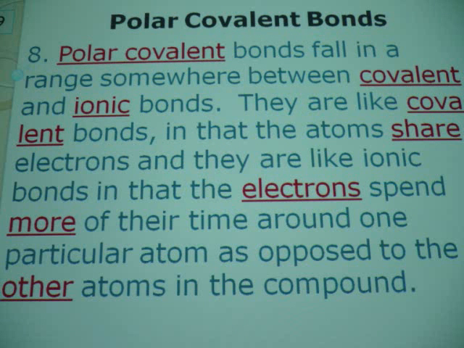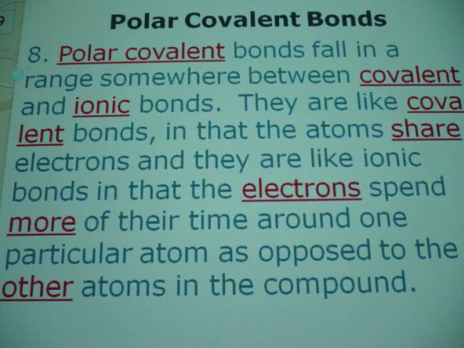Polar covalent. Now, you heard about covalent bonds and ionic bonds. Now we got colors. They share, but one of them's a hog, and the electrons stay around the hog more than the other one. That's a polar covalent. If you share them equally, you're just covalent.